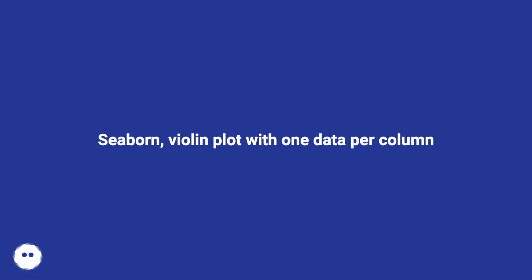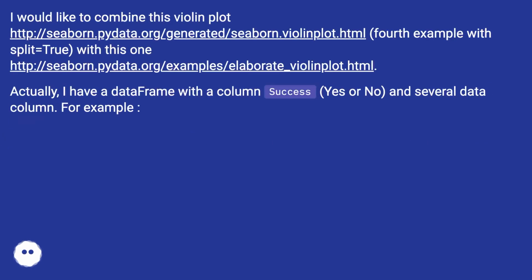Seaborn, violin plot with one data per column. I would like to combine this violin plot, this URL, fourth example with split equals true, with this one, this URL. Actually, I have a data frame with a column success, yes or no, and several data columns.